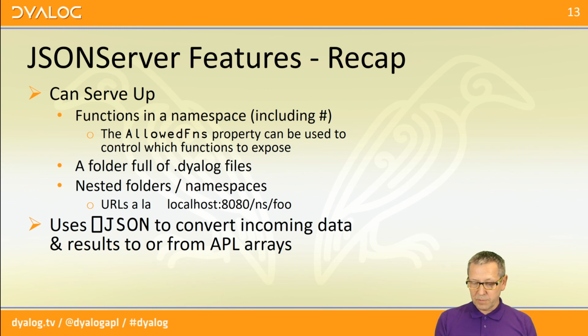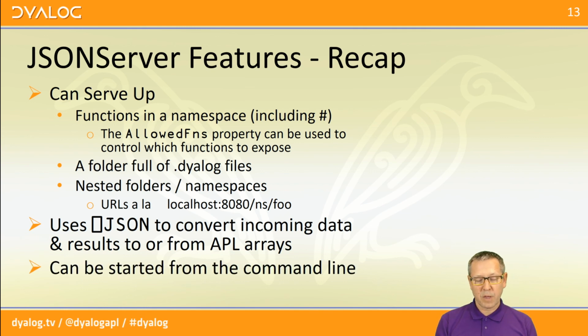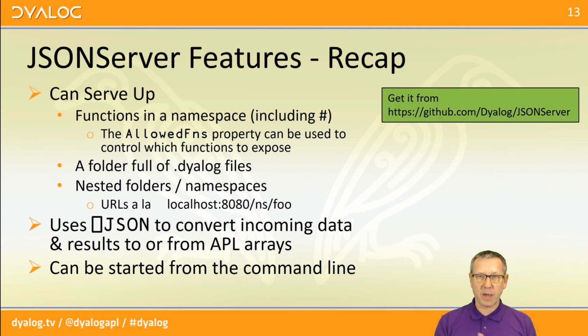It uses quad_JSON to convert incoming data and results to or from APL arrays, which gives us this limitation of not being able to do multidimensional data. But I think there are a few other restrictions, and it can be started from the command line. Right, and you can get it from GitHub.